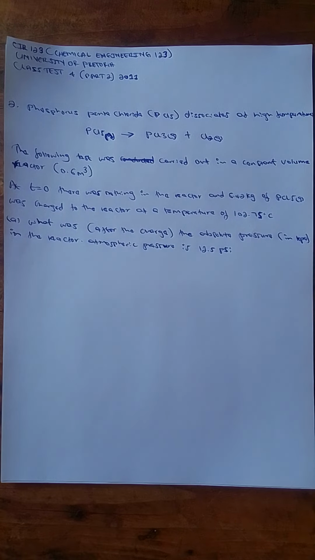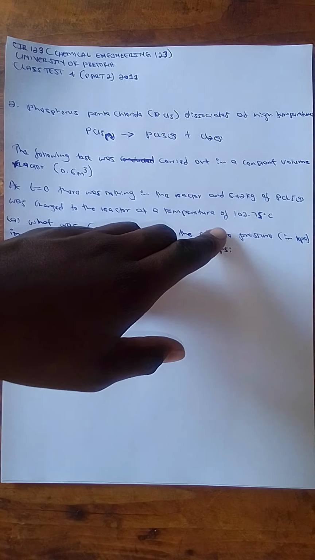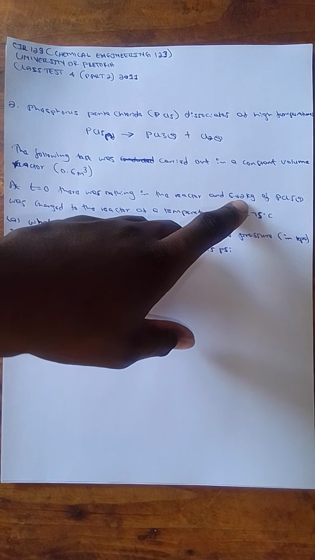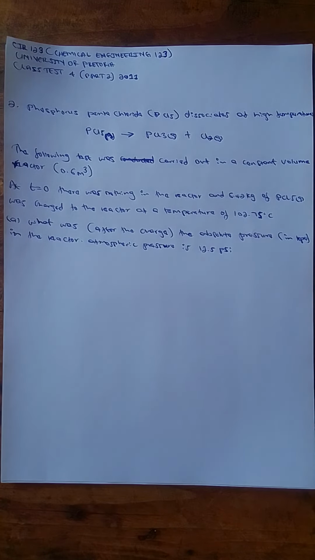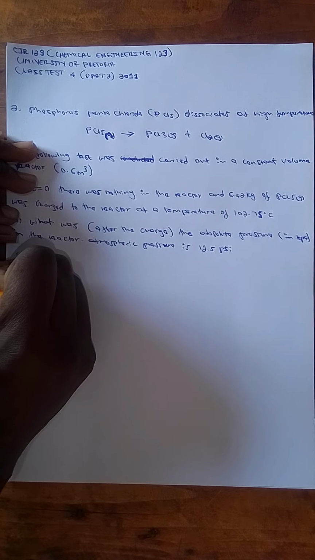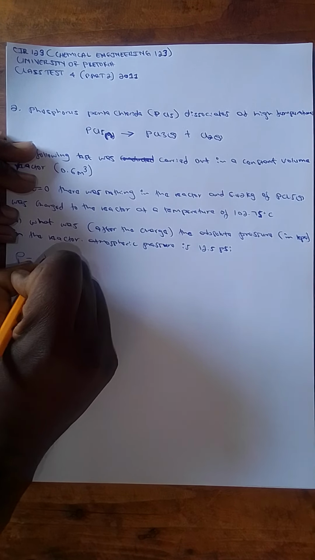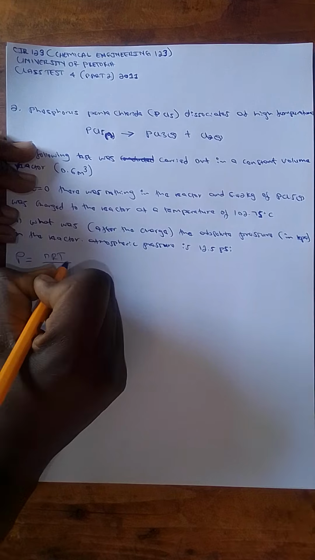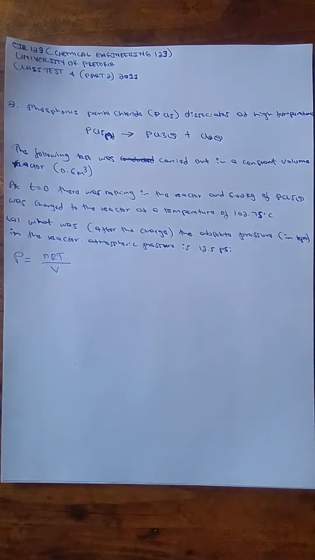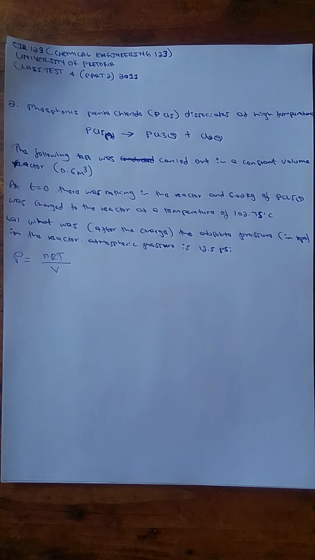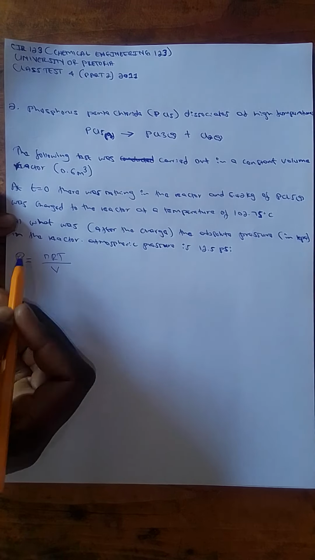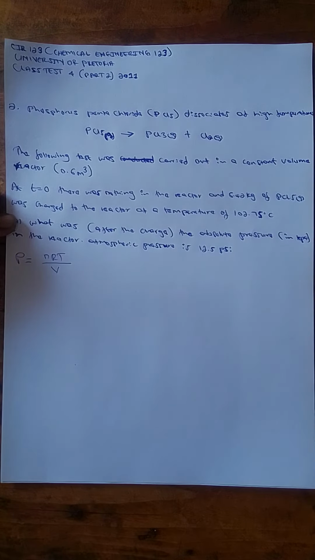So the question wants to know, immediately after they charged 5.42 kilograms of PCl5 at 102.75 degrees Celsius, what was the pressure then? What was the absolute pressure then? And just to put forth, the pressure equation is P equals NRT over V. This is the equation to calculate the pressure, where N is the number of moles, R a constant, T the temperature, V the volume.